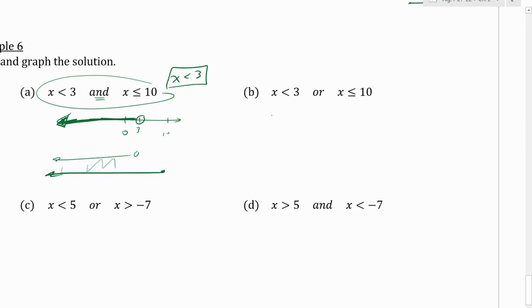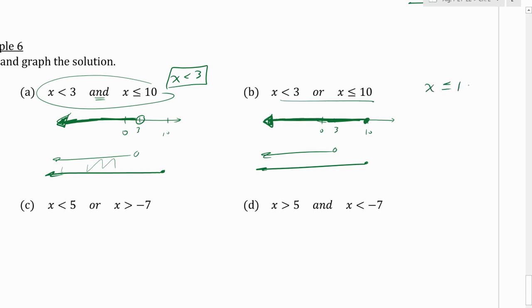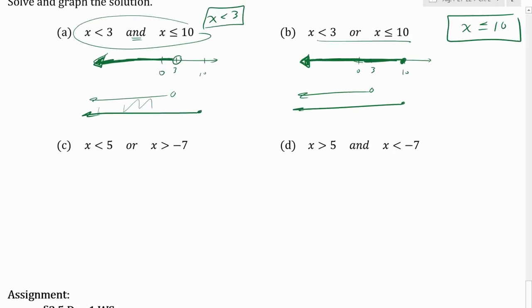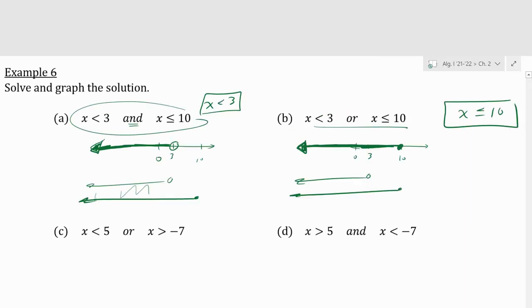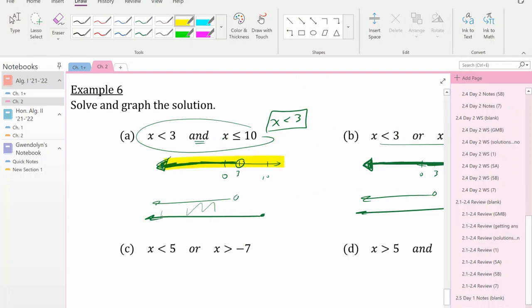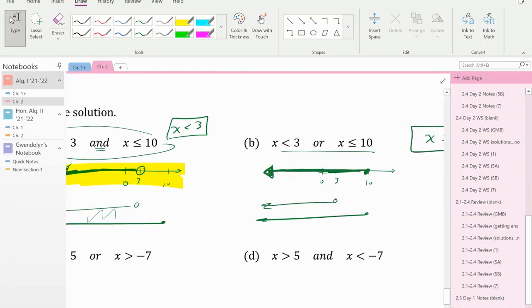Right? If you put the word or in there, less than 3, less than or equal to 10, then either could be true. So that's just all the numbers 10 or smaller. So nobody would say this. They would just say x is less than or equal to 10. Okay, and then my actual answers for the graphs. It's kind of messy. I didn't worry about getting super neat with it, but these are the actual graphs.